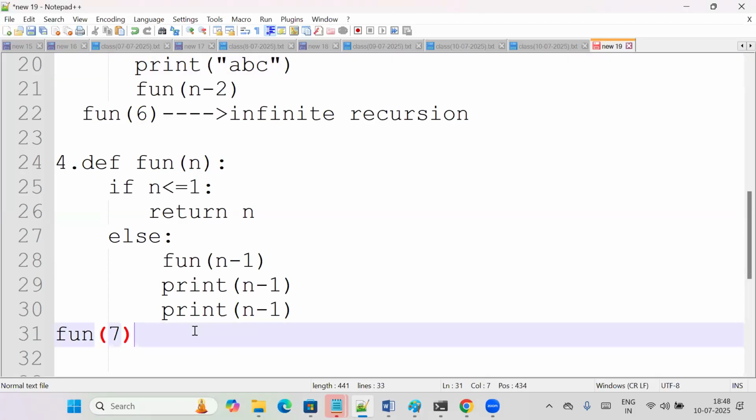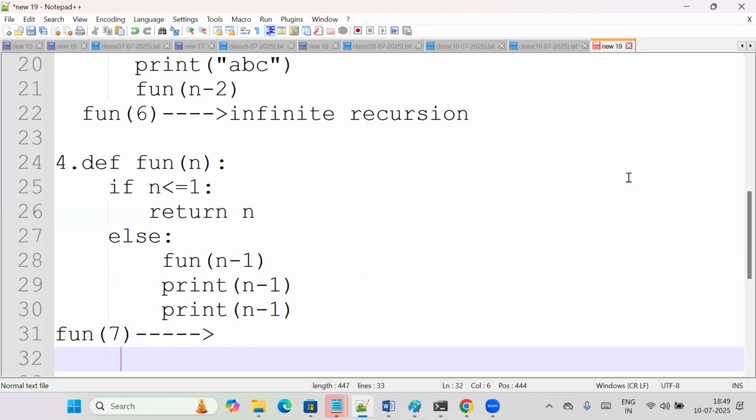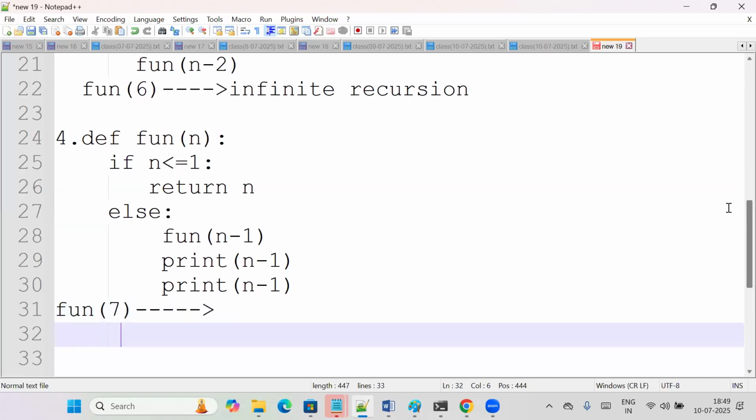Guys, this answer is expected, I took this type of question yesterday. 1 1 2 2 3 3 4 4 5. Everyone got this answer, guys. This 6 6 6 5 5 4 4 3 3 2 2 1 1.